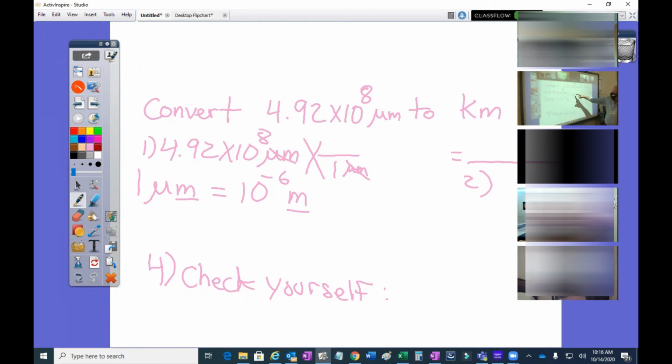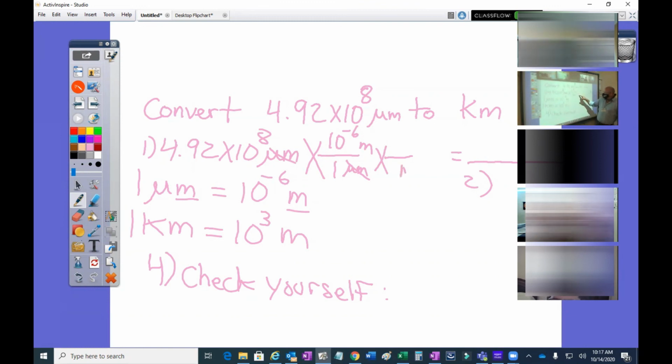Put the micrometers on the bottom. 1 micrometer, 1 micrometer. 10 to the minus 6 meters is on the opposite side. Now, we check that unit because that unit's now gone. Check that unit. It's not the correct final unit. So let's go ahead and go to Home Depot again and say, hey, Home Depot, what do we know about kilometers? It's equal to 10 to the third meters. So let's try another conversion step. We might need a third. Sometimes you do.